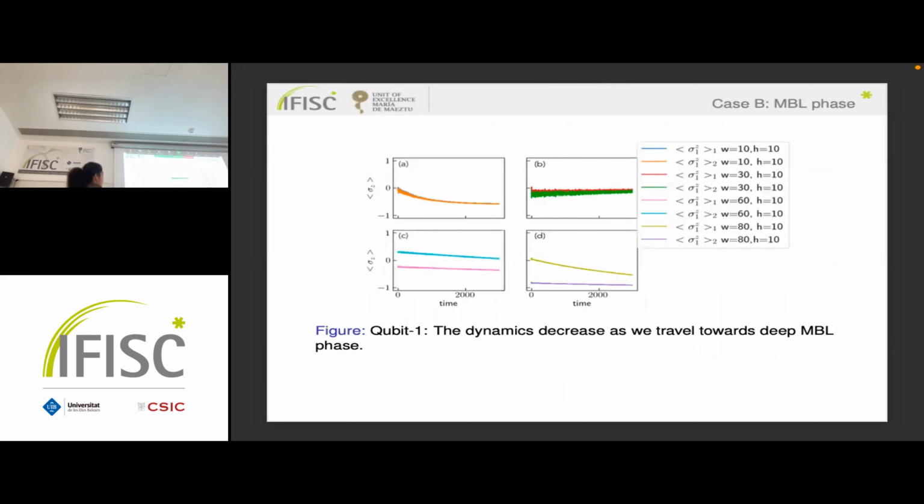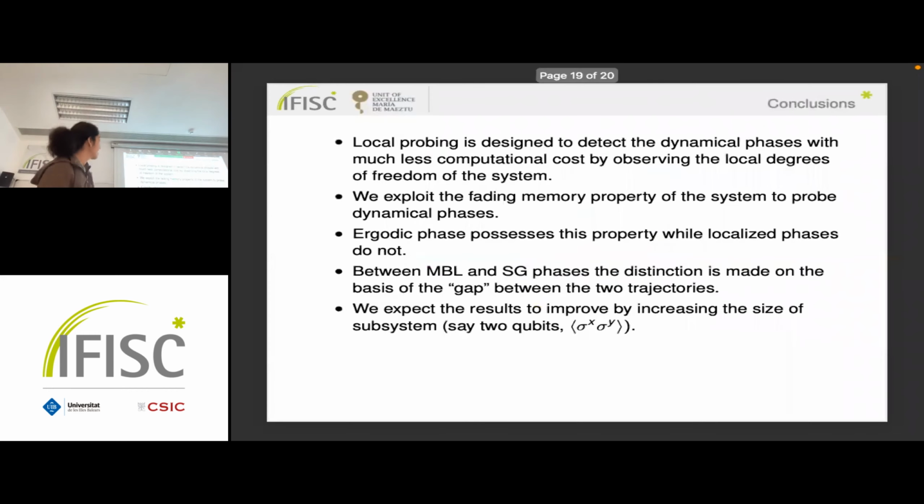And once again, it's the same result for the MBL phase and case B. The distance between the two trajectories is increasing with the passage of time as we move to and deep in the MBL phase. And finally, the local probing technique that we proposed is basically useful in most of the cases.